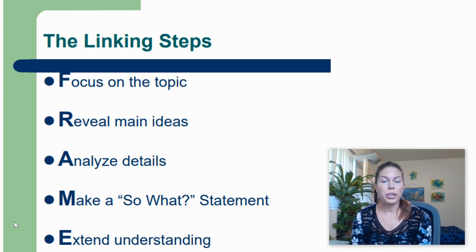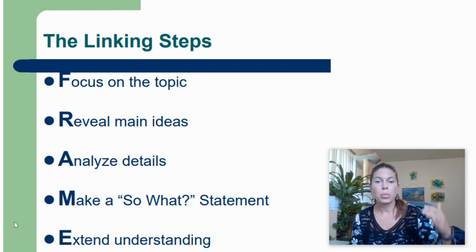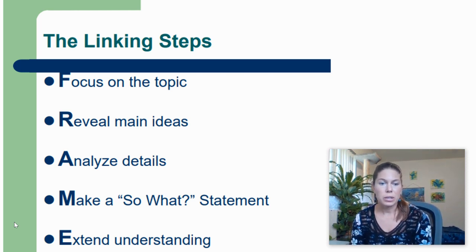The do part of cue-do review involves the linking steps. The linking steps spell frame, and they direct students to work through the frame from top to bottom. As you work with students, you're going to be filling in the device, and you're going to honor your students' voices by using their words.